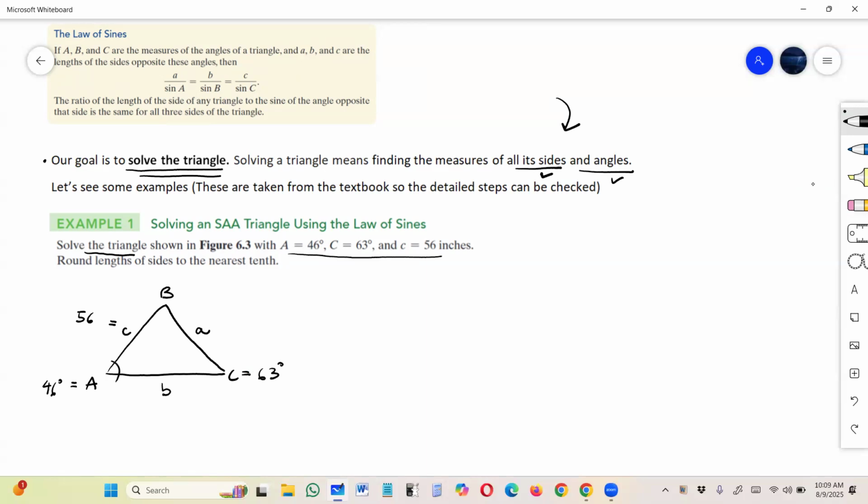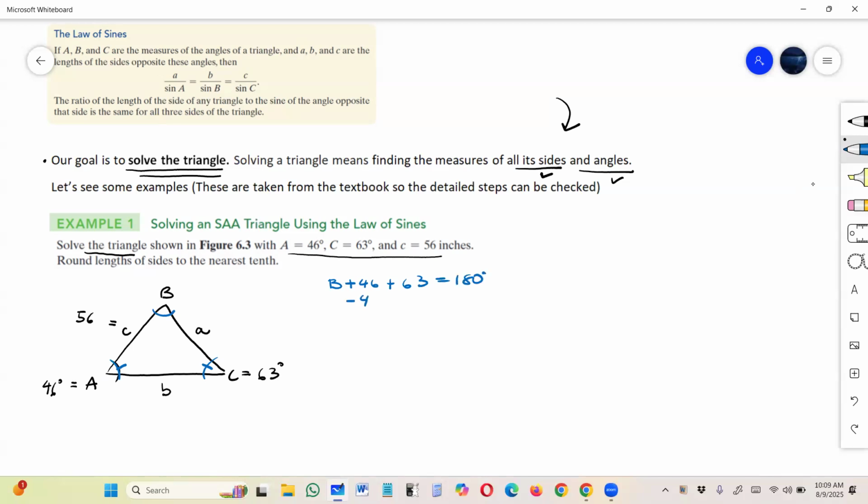Now, remember that to solve the triangle, I have to find all of the sides and all of the angles. This I already have. C, I already have. I need to find angle B. And this is very easy because how would I do that? Well, I know that the sum of the internal angles of a triangle is 180 degrees. So it's easy enough to do the following. Angle B plus A, 46, plus C, 63, has to be 180 degrees.